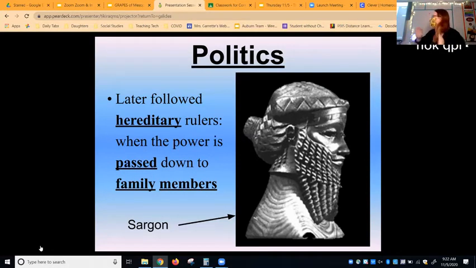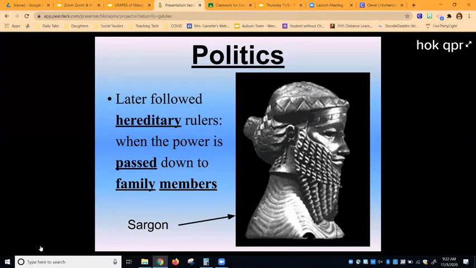So later, the power is going to shift away from the priests and go to these hereditary rulers, which are basically kings that took over places. And then when they died, their son became king and his son became king. Or if they didn't have a son, their next male relative, their brother. And it would continue passing down through that same family until a stronger king with a better army came in, took over everybody, and then it got passed down through their family.